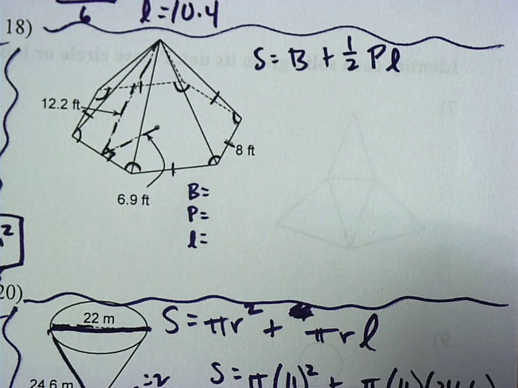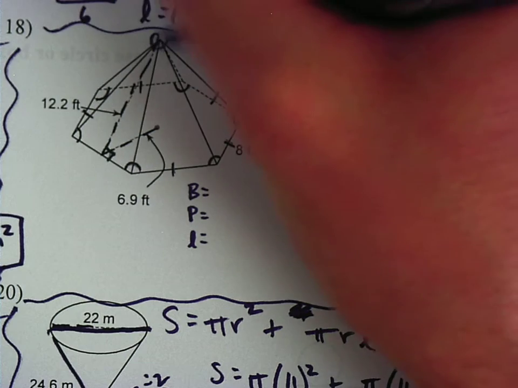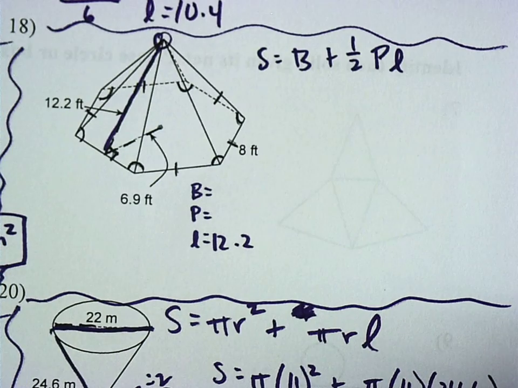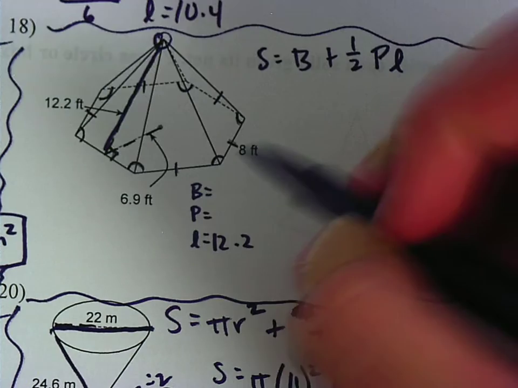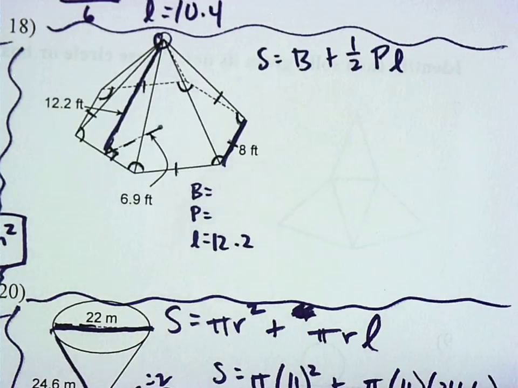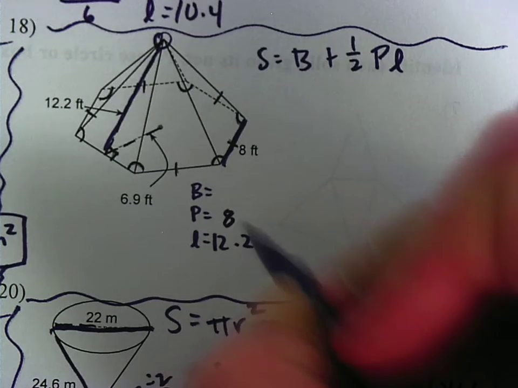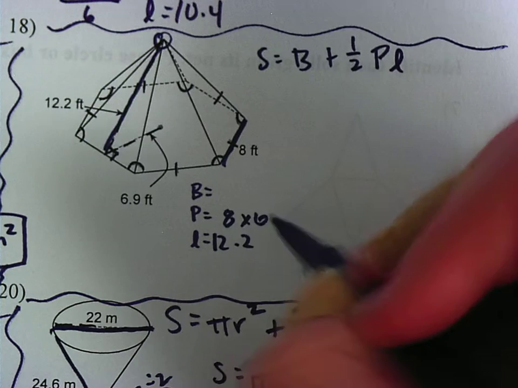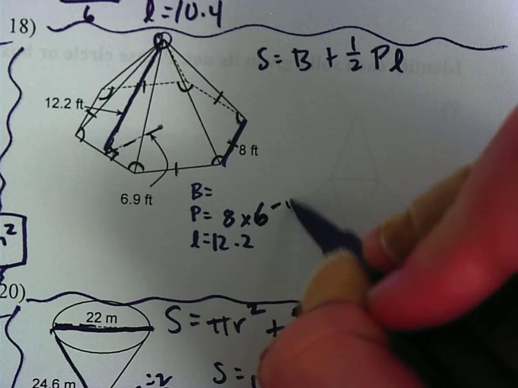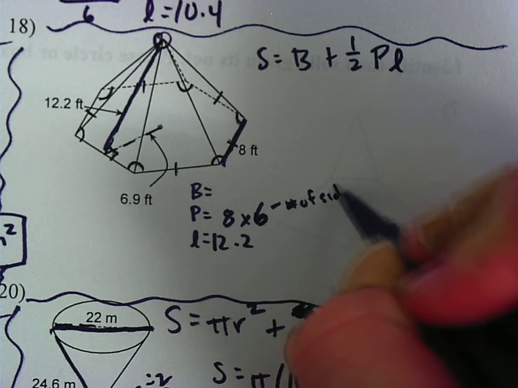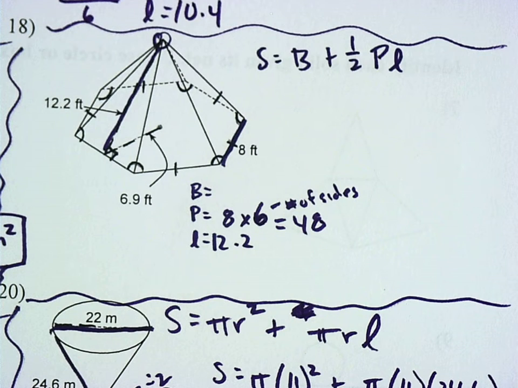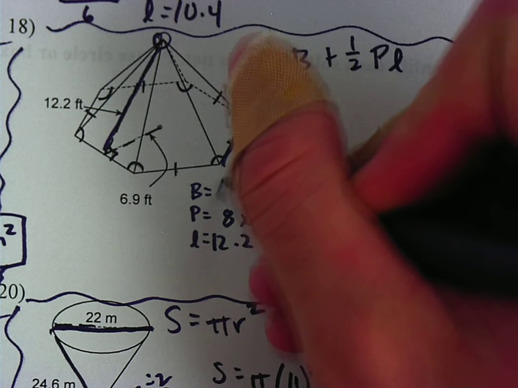Well, the slant height, again, they gave it to us. It's 12.2. The perimeter on this one is pretty simple as well. One side of our hexagon is 8 feet, and there are 6 sides on our hexagon, so we're going to times it by 6. We might even write a note to ourselves: this is the number of sides. That's going to give us 48 for our perimeter. And now we need to find B, the area of the base.